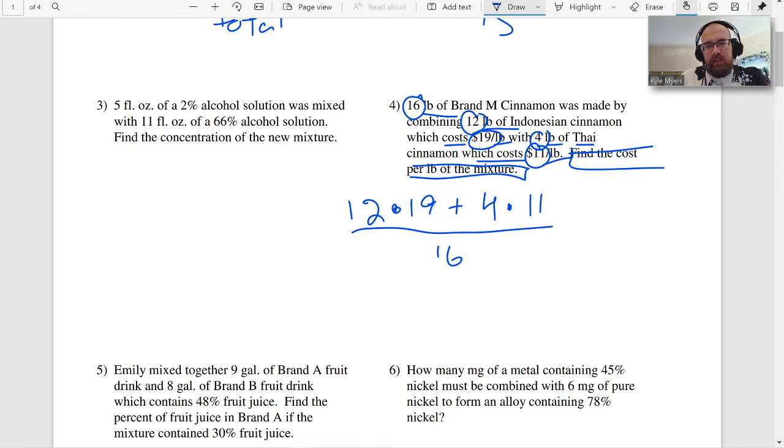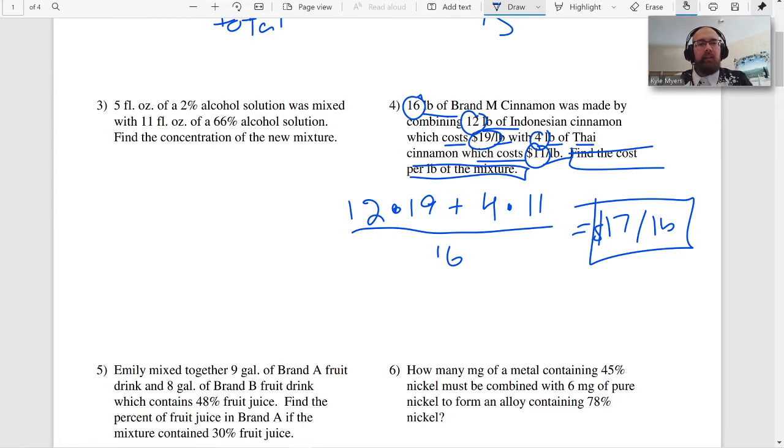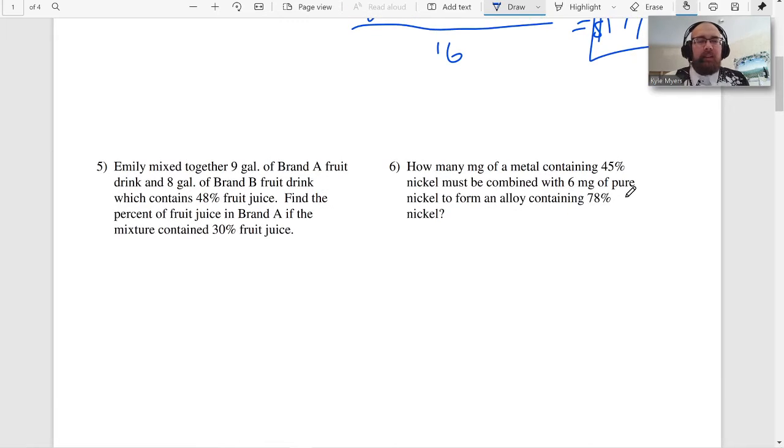12 times 19 plus 4 times 11 is 272. That's how much it costs. Divided by 16. That's how much it costs per pound. So $17 per pound. And that is the answer. Right? And that's an LB there, if you were wondering. That's it. That's all there is to it.